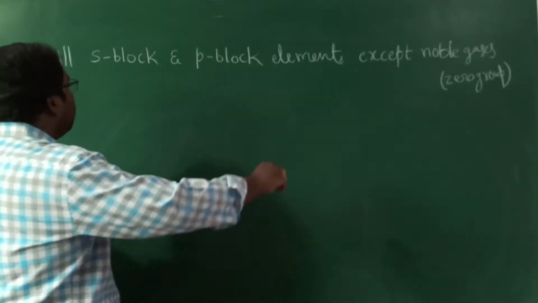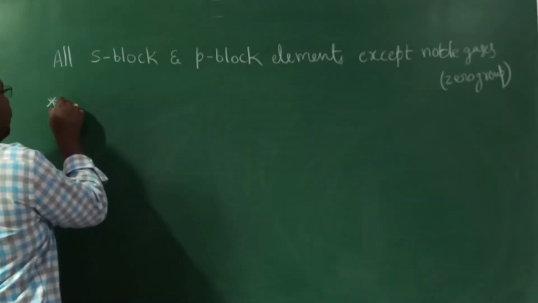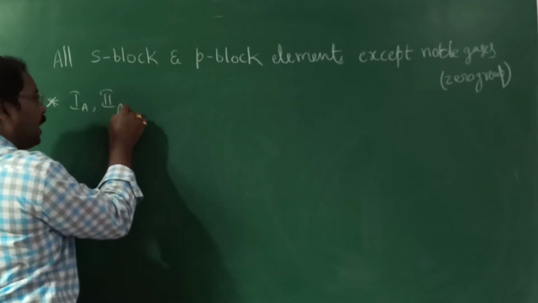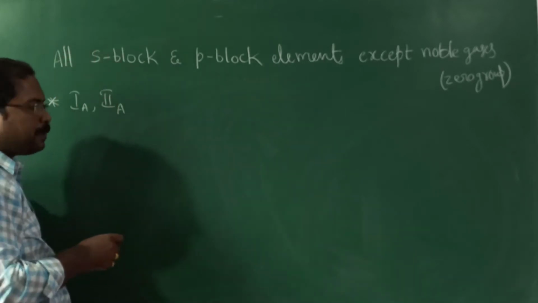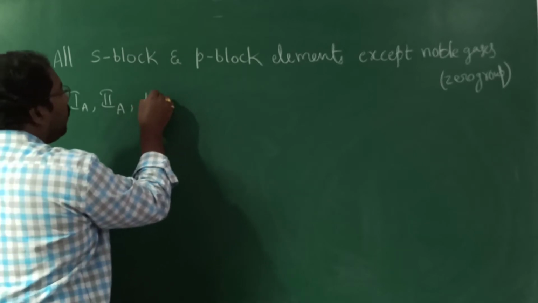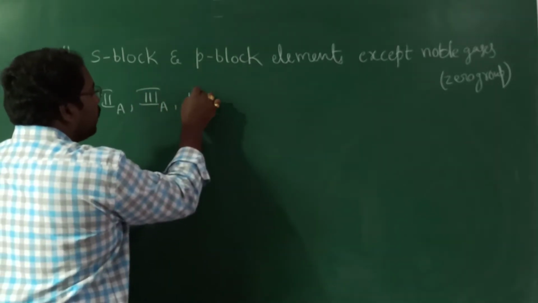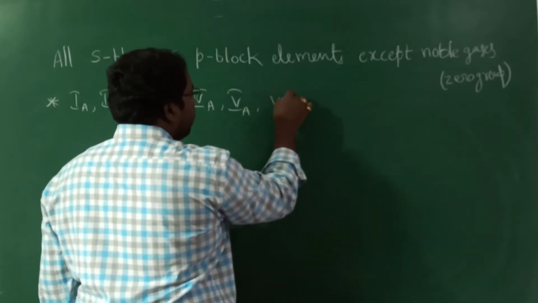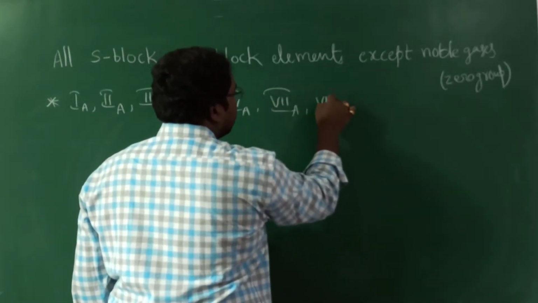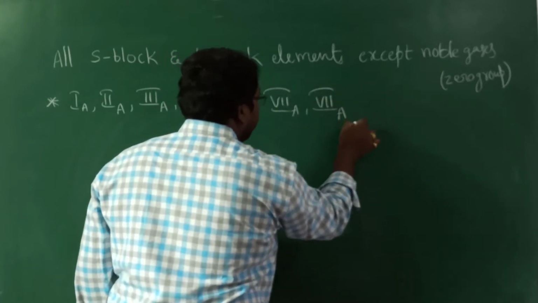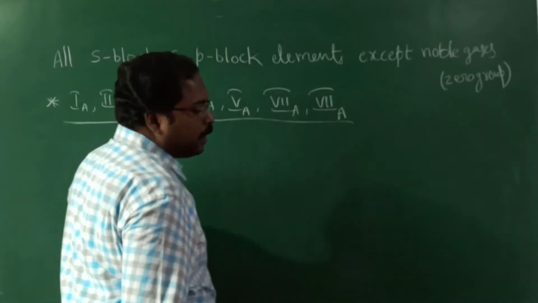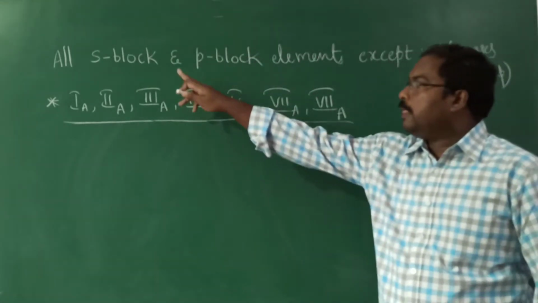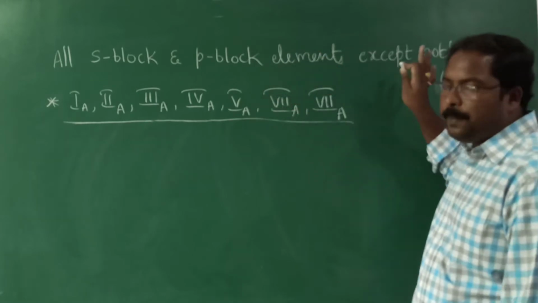Okay. So which groups will come under representative elements means the first A and the second A, because these two come under S block. What about P block? P block means third A, fourth A group, 5A, sixth and the seventh A. So these groups are collectively known as representative elements. Okay, all the S block and the P block except this 0 group.